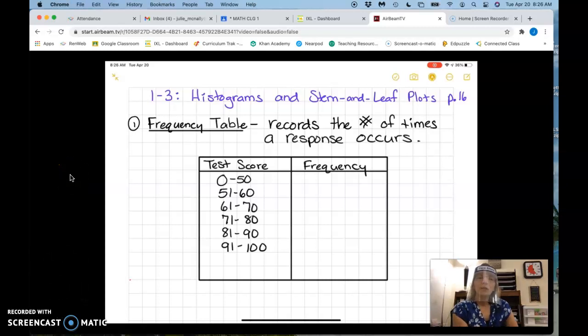Alright, so today we're starting 1-3 histograms and stem and leaf plots, and we're going to take some notes first. So the first thing is a frequency table. A frequency table records the number of times a response occurs.